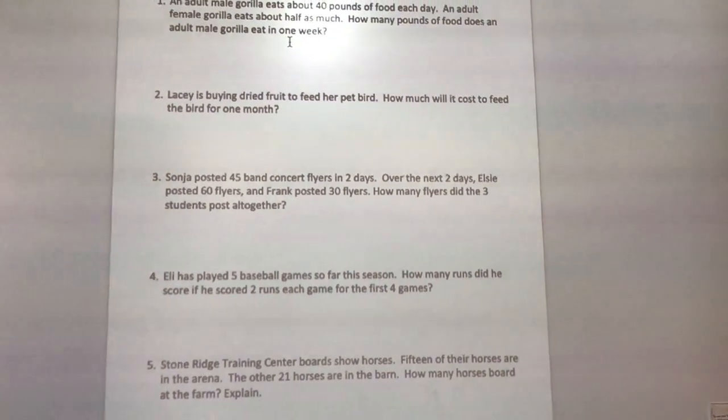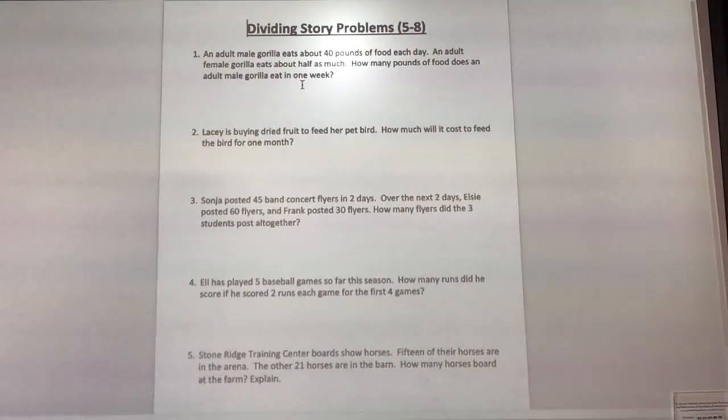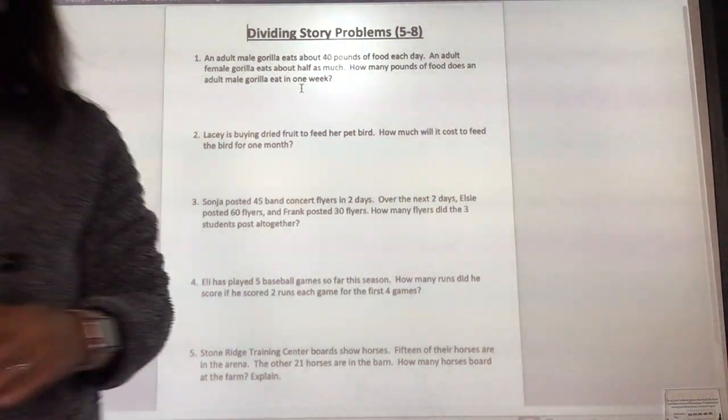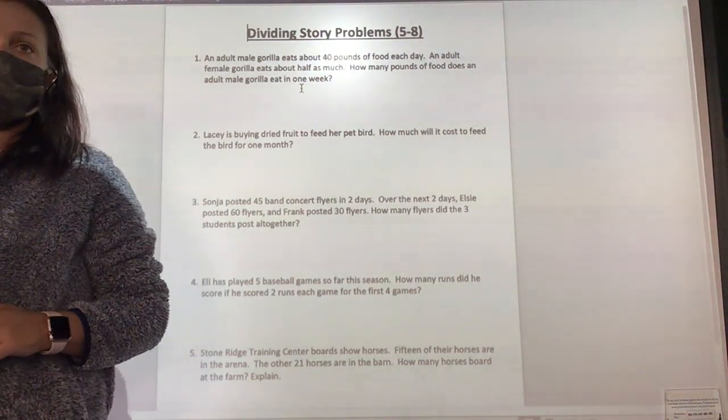Raise your hand and tell me. I know some of you have started diving into the Bucks method. Tell me about this story problem, though. Brooklyn.